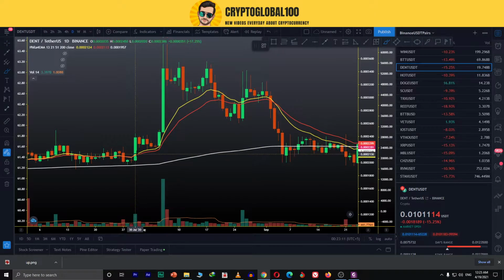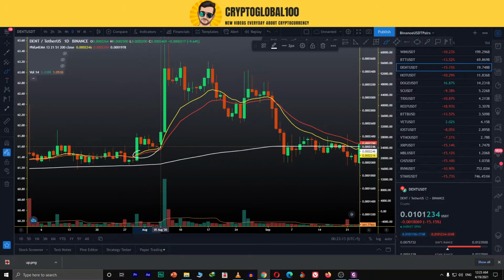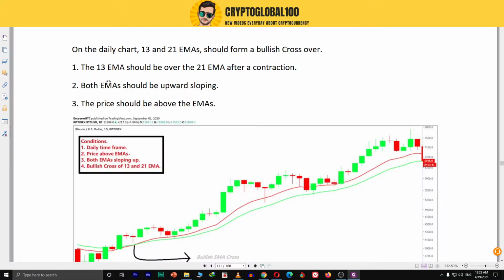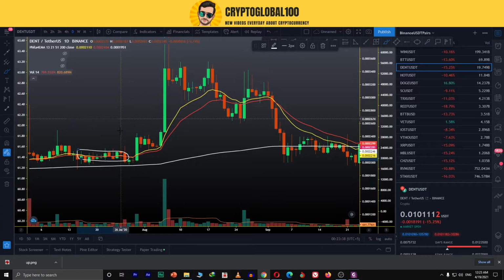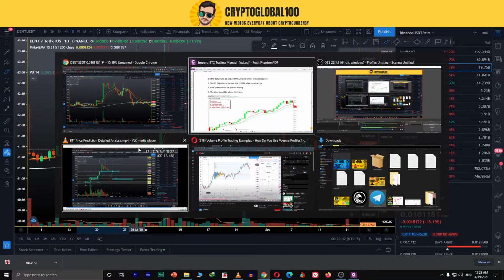You see here, a good crossover is happening and the price is going above the EMAs. A crossover is happening here. And this is the contraction period before that. If we look here, this was the contraction period. So what it said is that the 13 EMA should be over the 21 EMA after a contraction. You see here it was a contraction and after that the EMA went up.